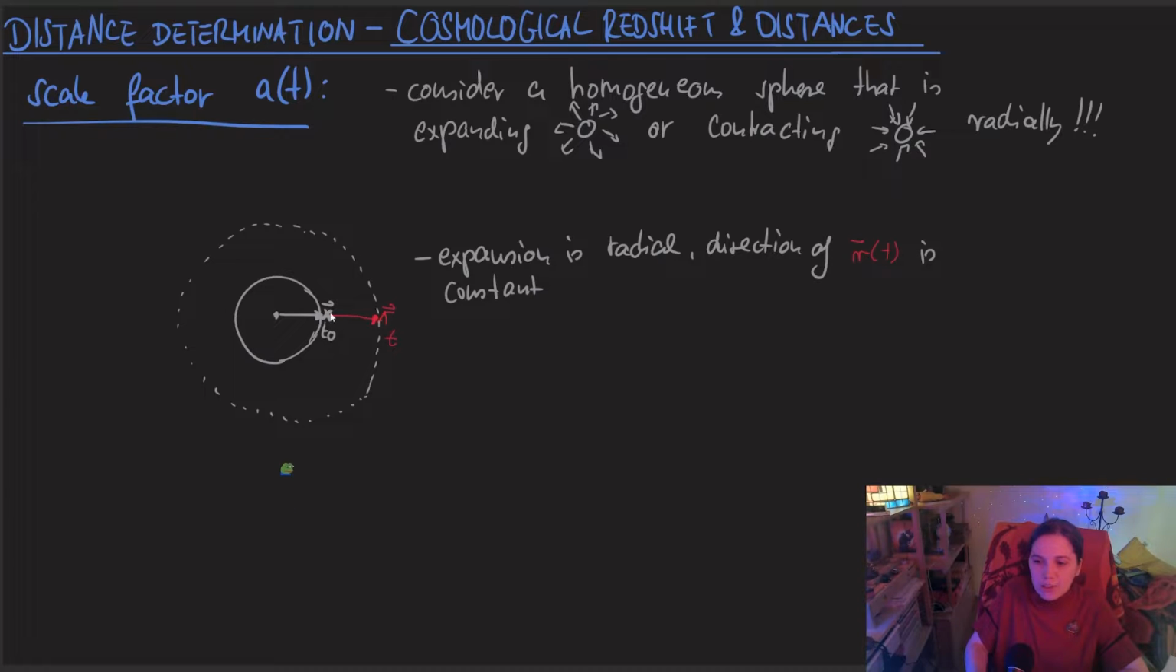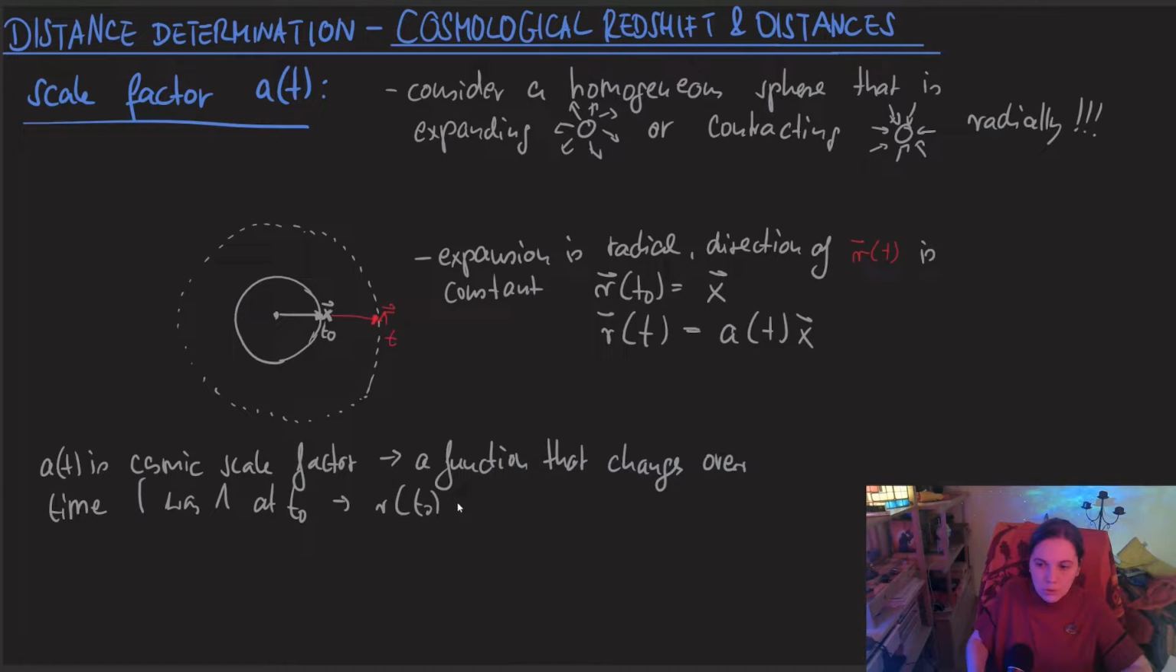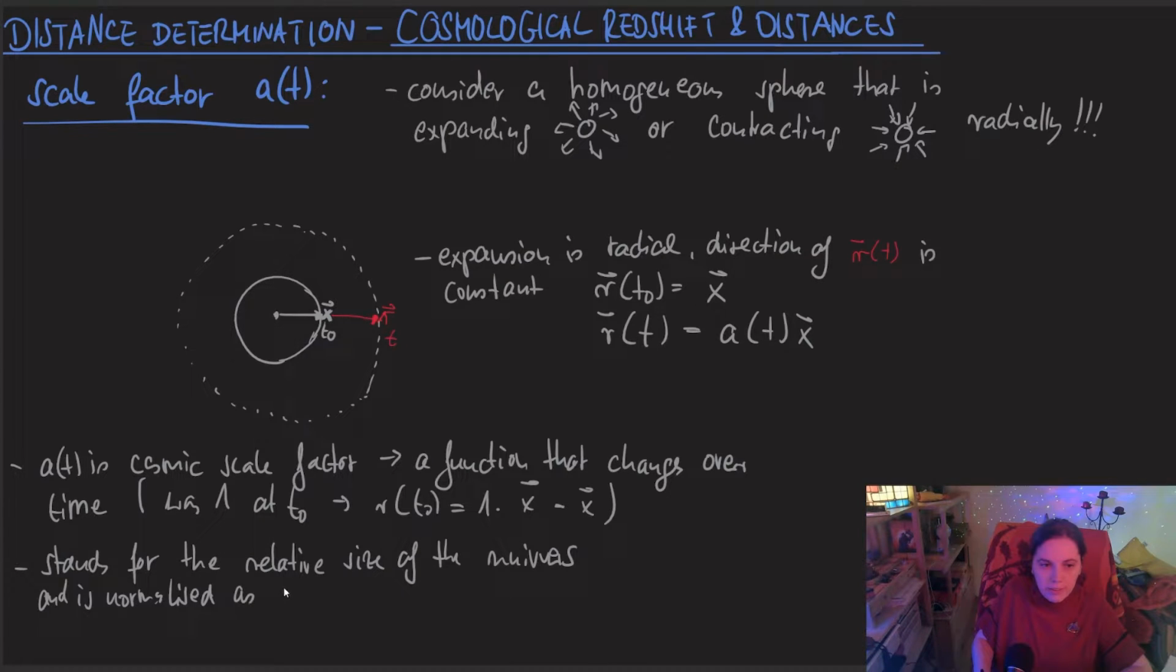At the point t0, r equals x. So that means that the scale factor is 1 at this point, which means at the point t0, the scale factor must be 1. a of t is the cosmic scale factor, a function that changes over time, and it was 1 at t0. So r of t0 is 1 times x equals x. It stands for the relative size of the universe and is normalized as, so if a is 0, that is the Big Bang.